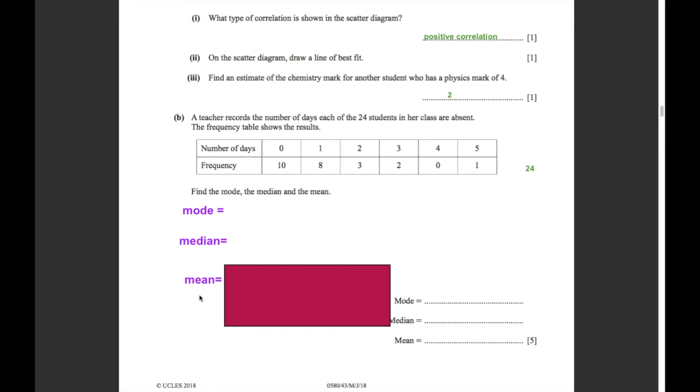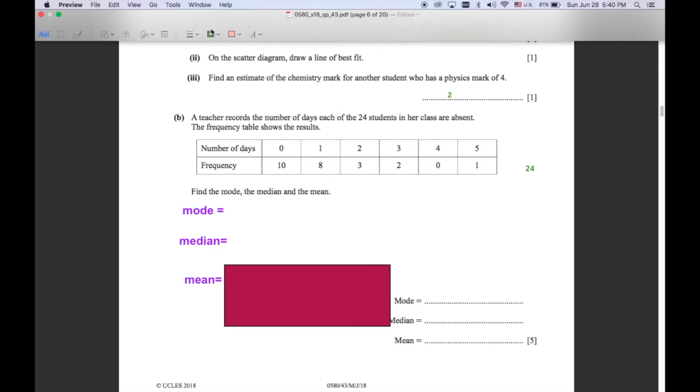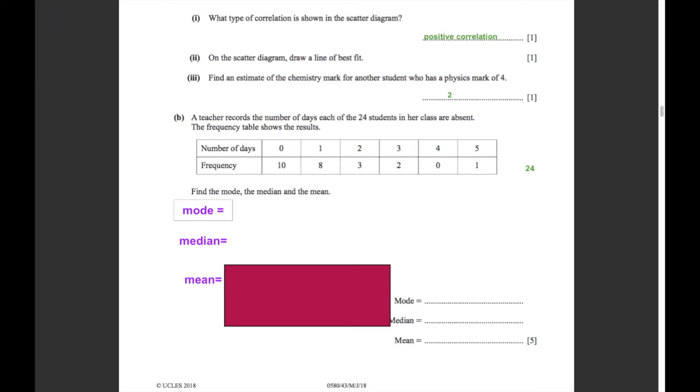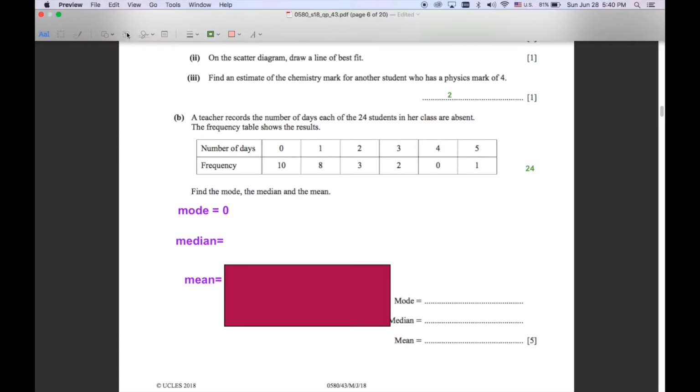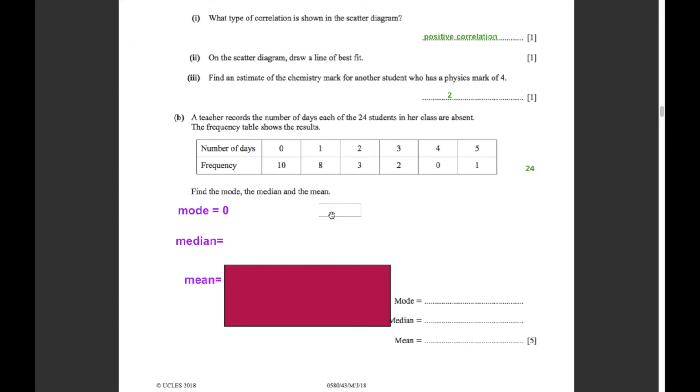Okay, so we're told to find the mode, median, and mean. The mode is the most frequent number, in this case 0, because there's a total of 10 students that have never been absent, so 0. Now median is the average. Well, it's not the average, it's that middle number. So in order to find the median, we have to place all these numbers in ascending order. So let's do that. We have 10 zeros, so 1, 2, 3, 4, 5, 6, 7, 8, 9, 10. Okay, we have 8 ones.